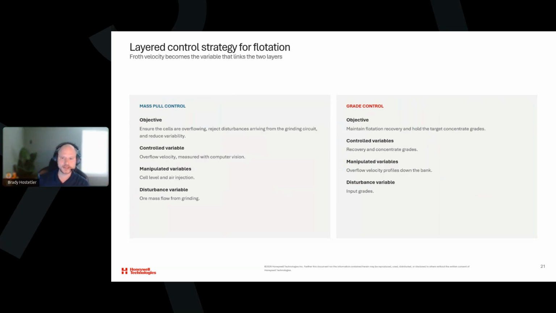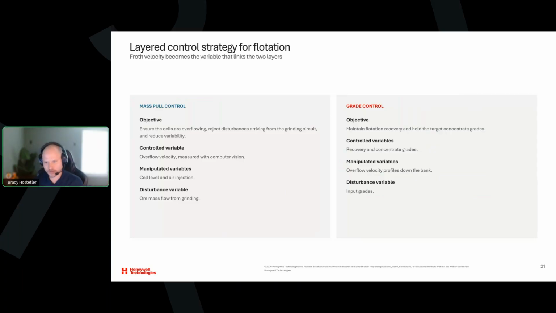All right, moving on. A signal only pays for itself when something acts on it, okay? So here, it's just a quick example. I just want to show briefly a layered control strategy we use for flotation that utilizes the C++ froth solution. This is enabled by our computer vision software using froth velocity from those cameras. That's the variable that links two layers that we're seeing on screen: mass pull control and grade or recovery control.